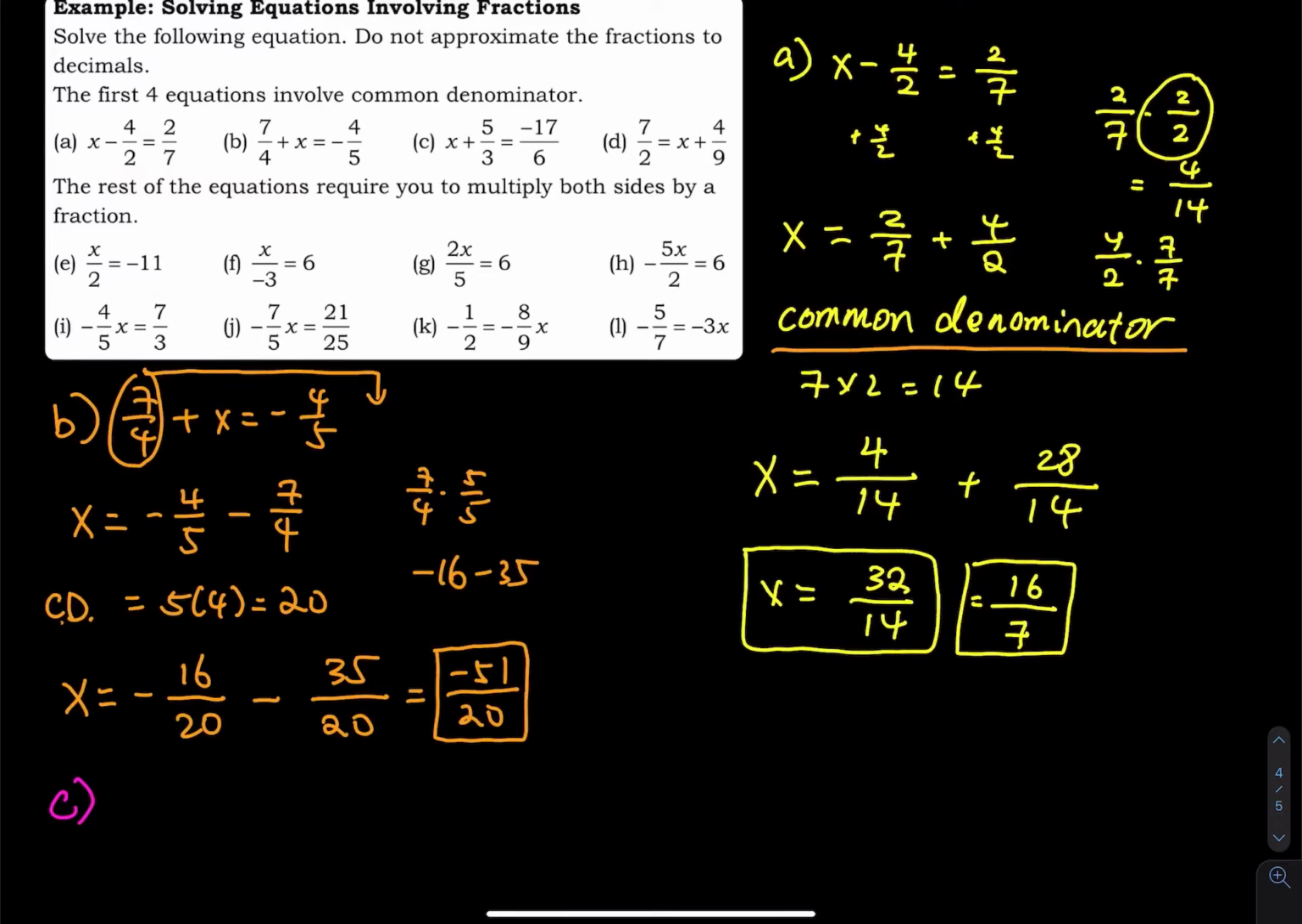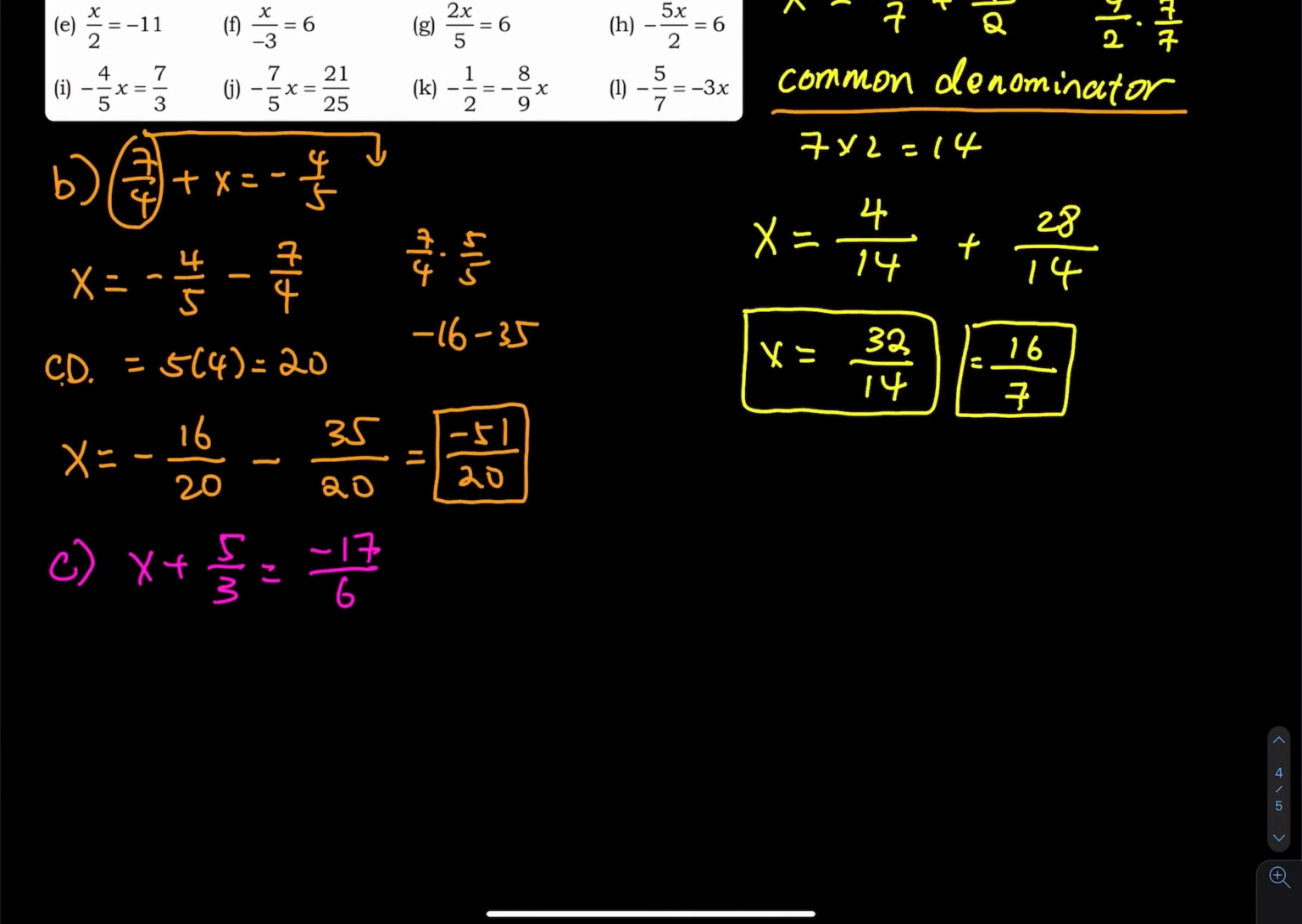Okay, let's keep working. x plus 5 over 3 equals negative 17 over 6. I have to get the 5 over 3 to the other side. This was a plus, so moving it to the other side, it becomes a minus. Negative 17 over 6 minus 5 over 3.